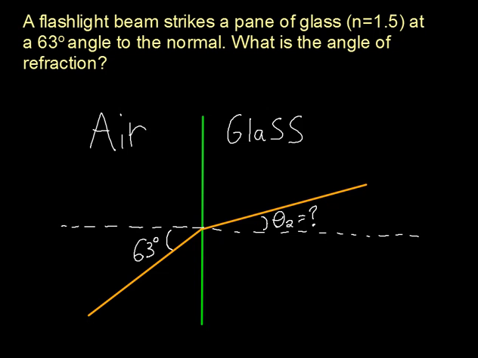By the way, the index of refraction for air is n equals 1, and the index of refraction for glass is 1.5 according to the problem. So now it's just a matter of running Snell's law to work it out. So let me show you that.